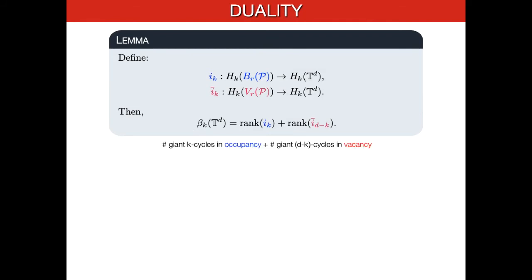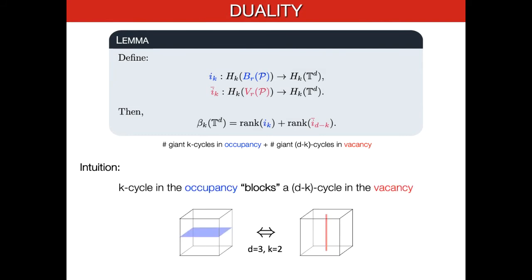So the giant k-cycles in the occupancy process plus the giant (d minus k)-cycles in the vacancy give me all the cycles that there are. Visually, it may be easier to understand how it happens. Think of this as the three-dimensional torus. A 2-cycle would mean that I have this blue square lying inside, a two-dimensional surface floating there with the periodic condition. If I have this in the occupancy process, then I cannot have this path going from top to bottom in the vacancy. So if I have this 2-cycle, this 1-cycle cannot appear. And at the same time, if this 1-cycle appears, a top to bottom 1-cycle, it will interfere with the appearance of this 2-cycle surface. So the dimensions are complementary, and every cycle that I see here prevents the appearance of a dual cycle in the other process. We're going to use this kind of duality for the analysis that we're going to see next.